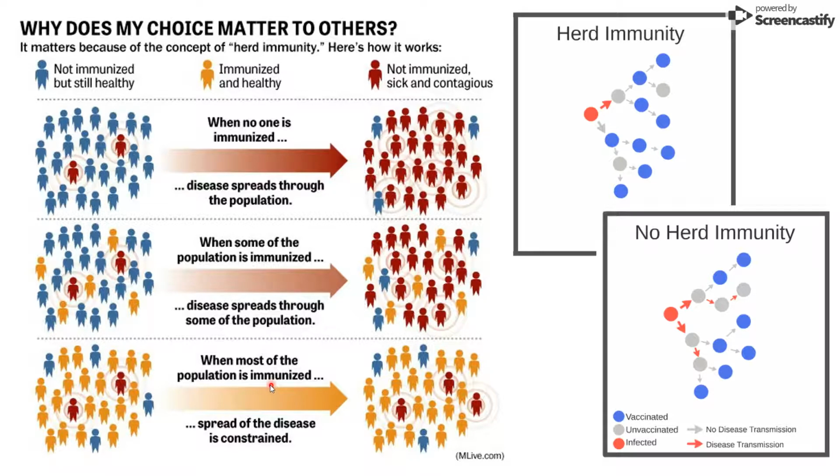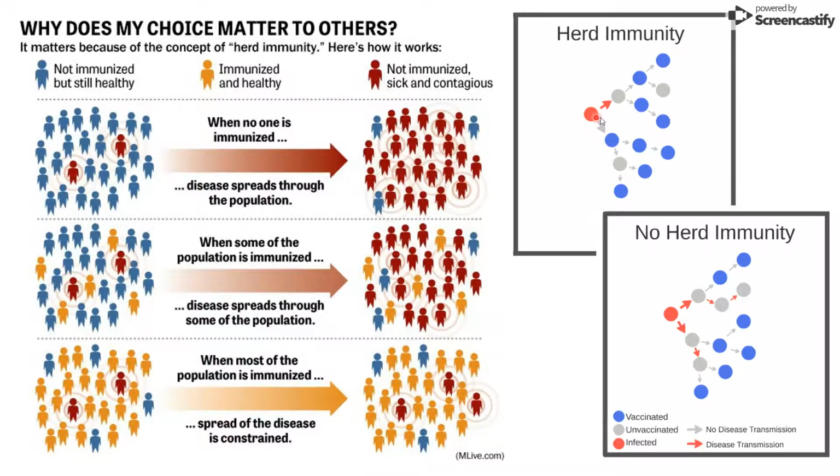However, when most of the population is immunized, the spread of the disease is constrained. It's kept within a certain part of the population. So here are 2 infected individuals, and here are our 4 non-vaccinated individuals. But because there are so many people vaccinated, only one person ends up ultimately getting the disease. And the reason for that is shown up here.